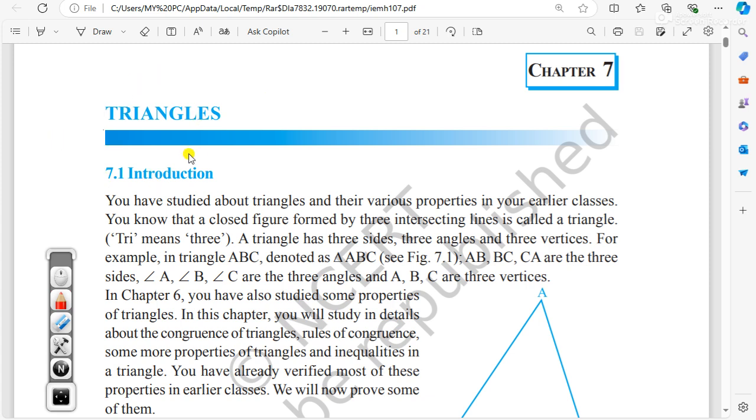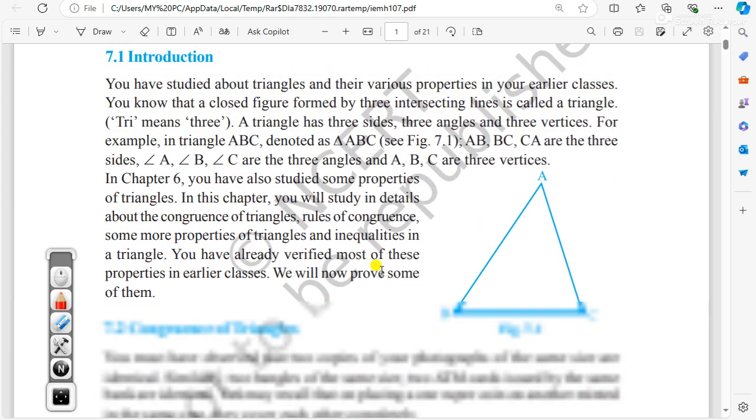First of all, we will go to a definition. You see here, this is the introduction. You have studied about triangles and their various properties in your earlier classes. You know that a closed figure formed by three intersecting lines is called a triangle. Tri means three. A triangle has three sides, three angles, and three vertices. For example, in triangle ABC, AB, BC, CA are the three sides, angle A, angle B, angle C are the three angles, and A, B, C are the three vertices. We know all these properties.